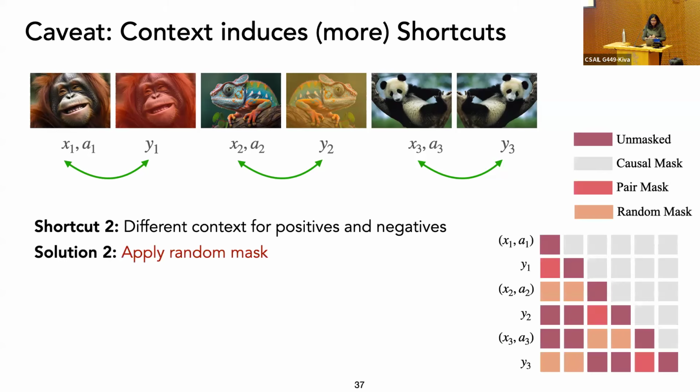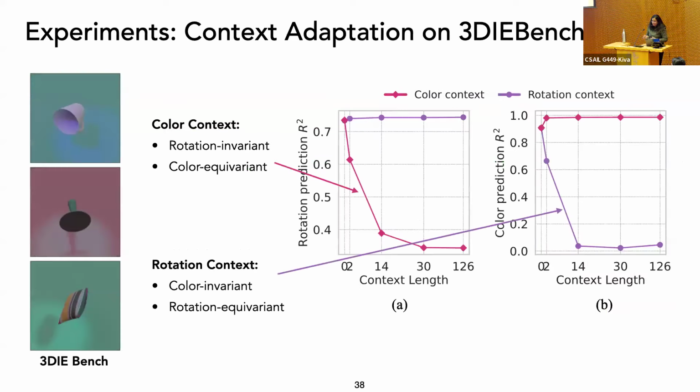learning the semantic content. To address this, again, another simple solution is to apply a random mask on top of the previous pair mask. What it helps you do is that now there are some positives and negatives in your sequence which actually have the same context. And now, to distinguish them, the model is forced to focus on the features which are actually relevant. So this is about the shortcuts.